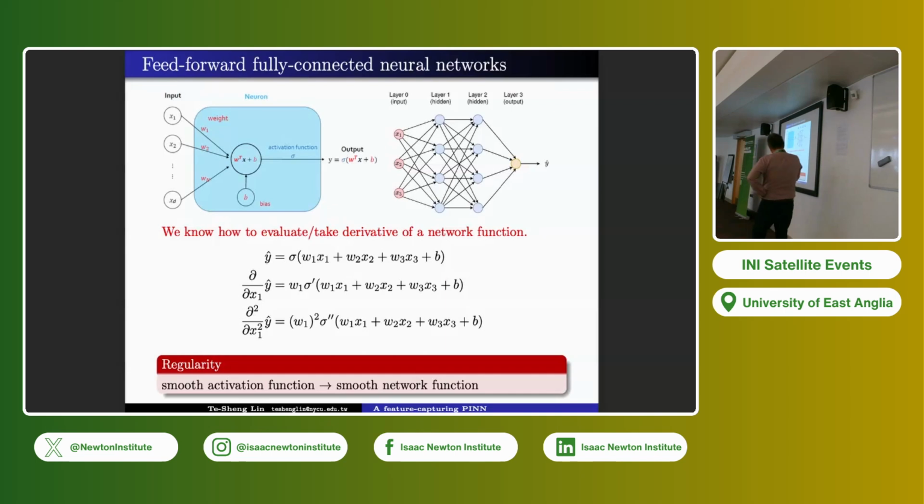And you can write down this function, and you know that this is just a composite function, right? You have many variables passed through a nonlinear function. So you know how to take the derivative of this. It's just calculus. You take the derivative with respect to x1, so you have sigma prime of everything inside, times the derivative of the inside, which is W1. Then you can take the second derivative. So all the derivatives are available, and the regularity of this function really depends on the activation function.